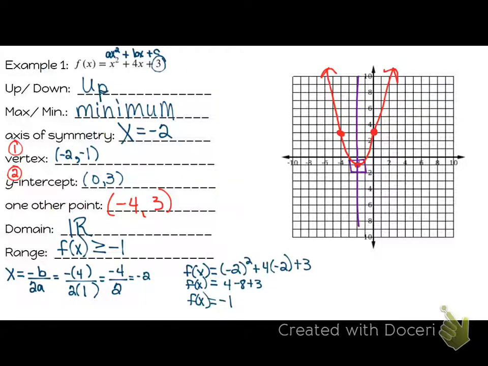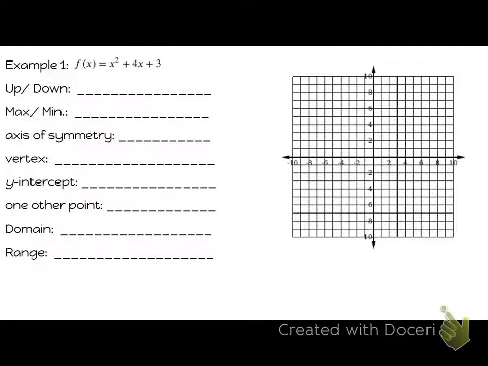Okay. Let's take a look at example number 2. Wait, we didn't do the one other point. We did. Dylan, what was the one other point? -4, comma 3. Okay, example number 2.